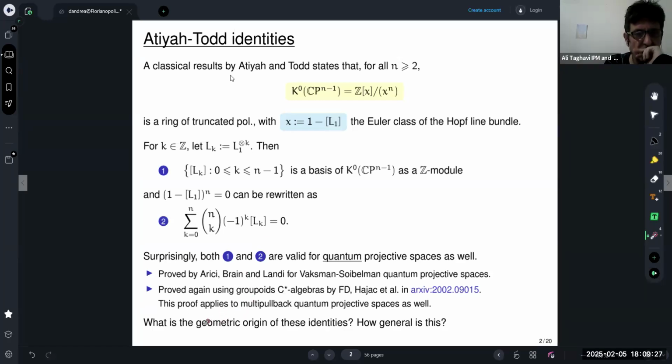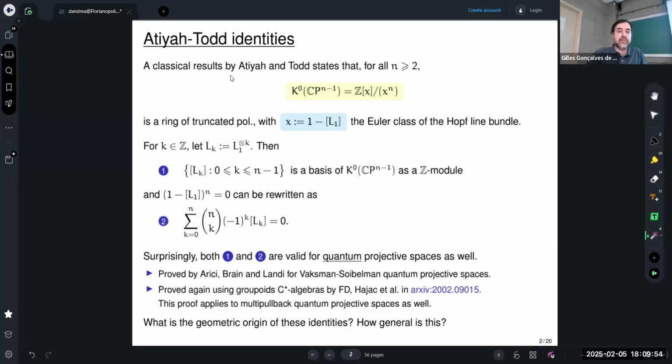Okay, yeah. I'm sorry. Okay, so now the question is, first of all, what are these identities? It was a bit of a surprise that they still hold for a non-commutative C*-algebra. What is the geometric origin? Since in principle you don't have a ring structure in K-theory, you don't have this product here. And how general are these kinds of identities in K-theory involving classes of line bundles?